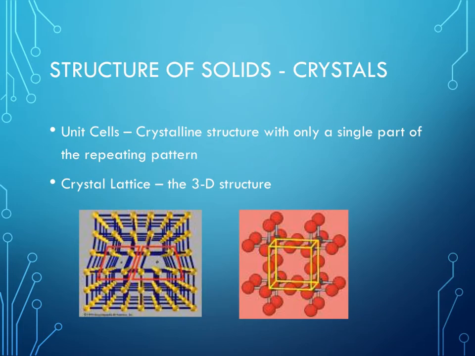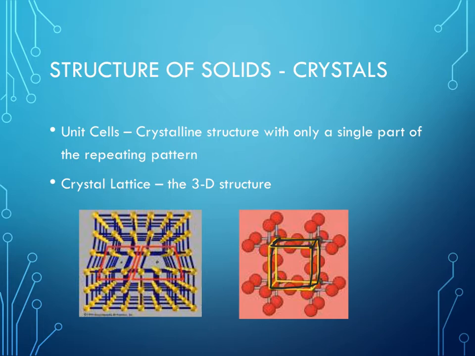Two words to be aware of when you're dealing with crystals: you can have a unit cell, which is one complete cell for one repeating pattern. It is the simplest repeating pattern in a crystal. And then crystal lattice is the ongoing 3D structure.